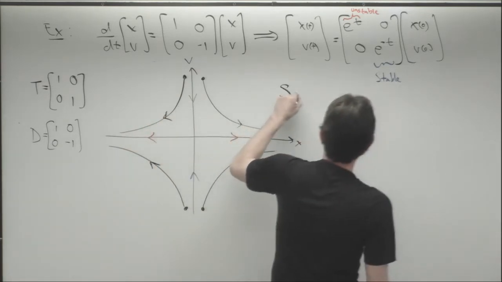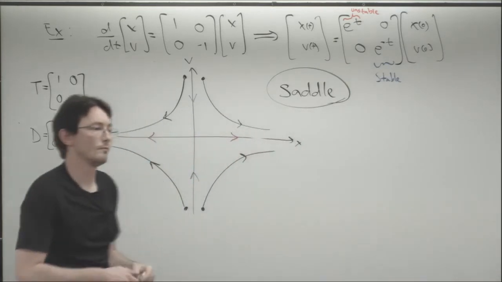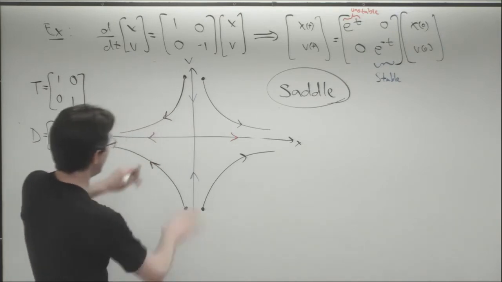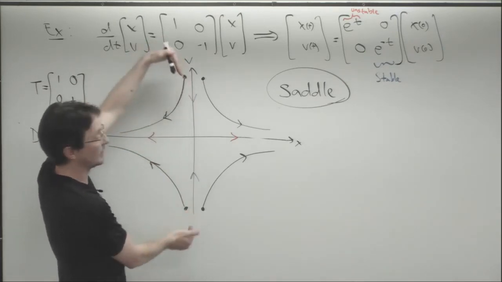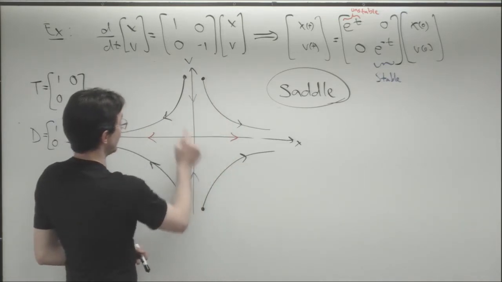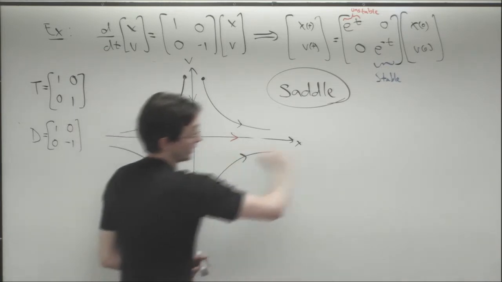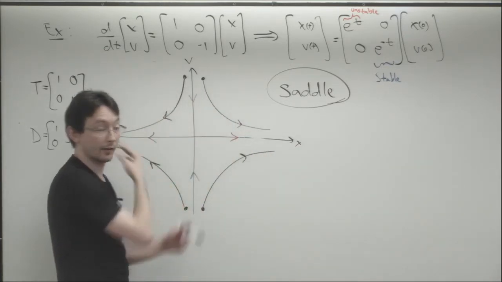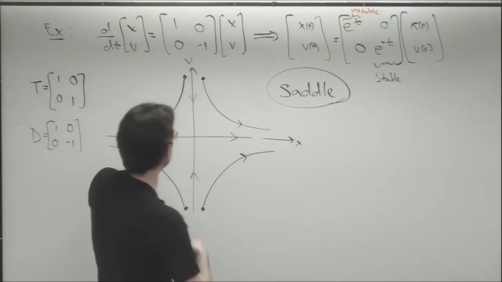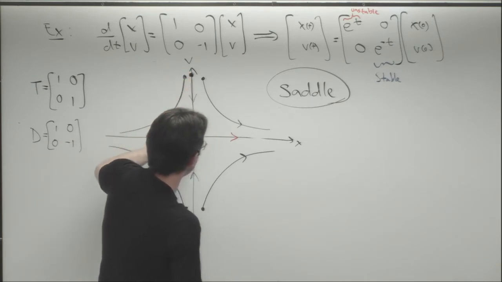Okay, so this is called a saddle point. I can tell you why it's called a saddle point in a minute. But the basic idea is that it's got at least one stable direction and at least one unstable direction. So every trajectory that I can name, if I just randomly pick an initial condition, it's almost certainly going to go to either positive or negative infinity in x and go to 0 in v. The only exception is if I picked an initial condition exactly on the v axis, then it's going to go to the origin.